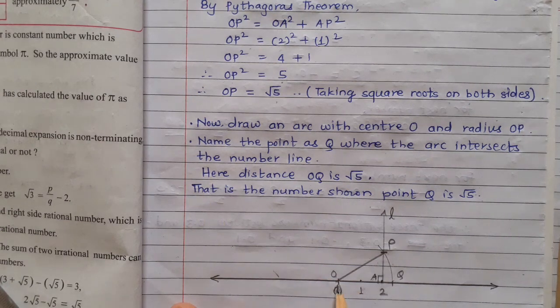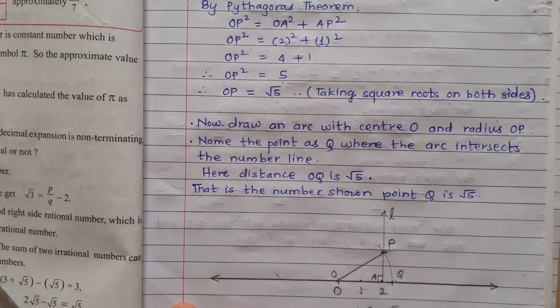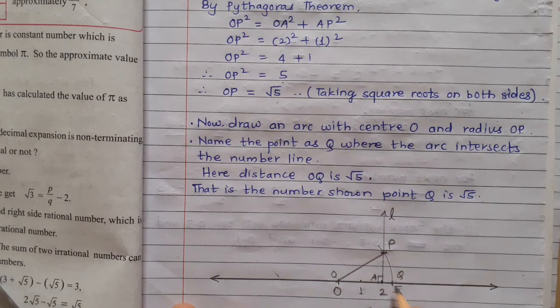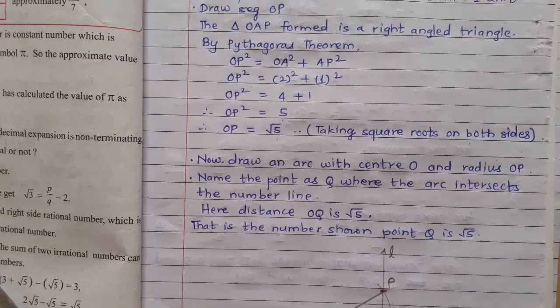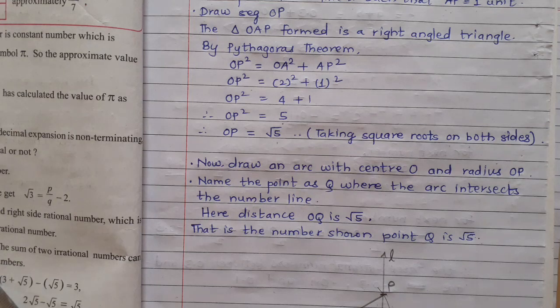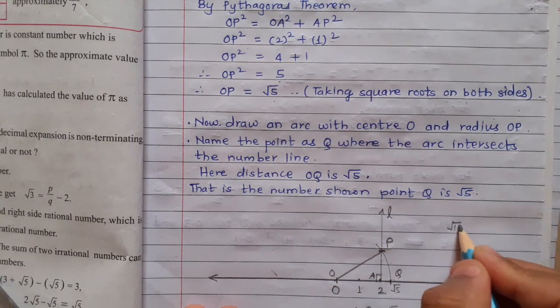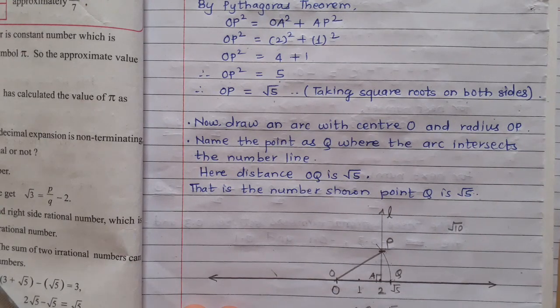Now this distance O to Q is root 5, and that is the number shown at point Q, root 5. In this way we can represent under root 5 on the number line. Students, try to represent under root 10 on a number line.